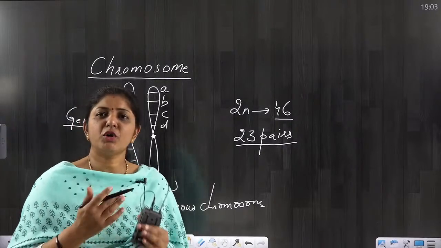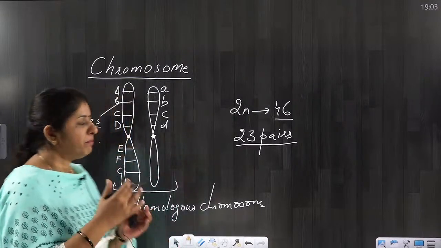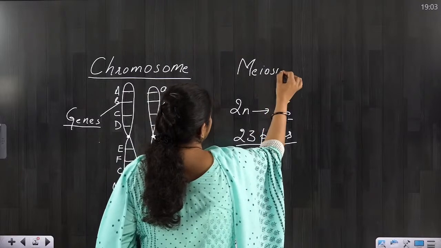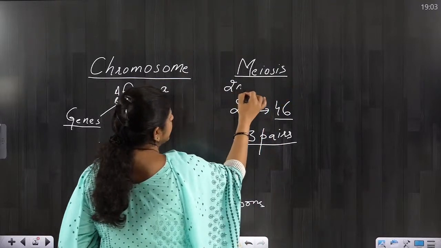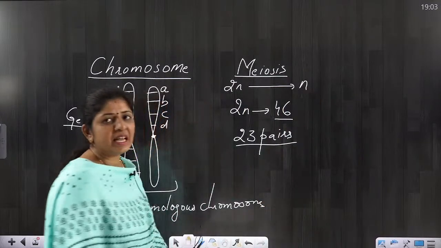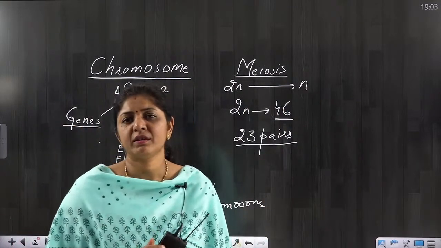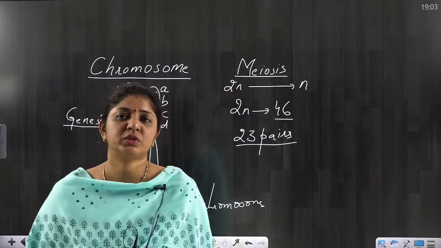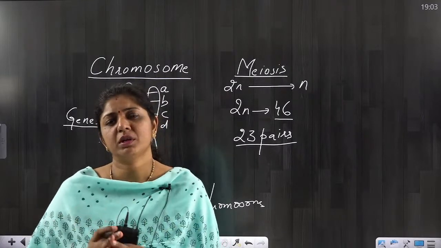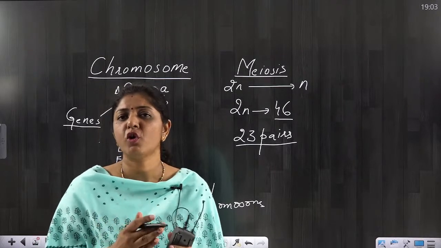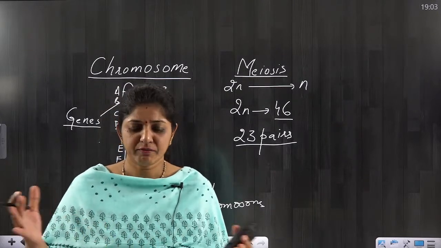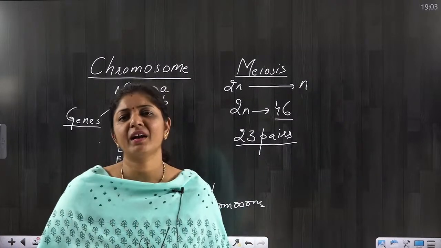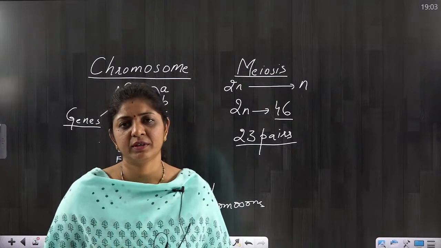Now during meiosis, what happens? Meiosis is a reductional division which makes 2n number as n. Means like in humans, when gametes are forming, 46 chromosomes will become 23 chromosomes. That is the reducing number. Meiosis does it like that to form the gametes, so that when the gametes fuse, male and female, again we can get back 46 in the new generation, right?